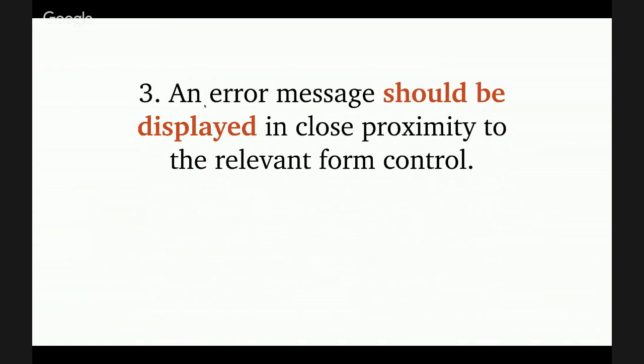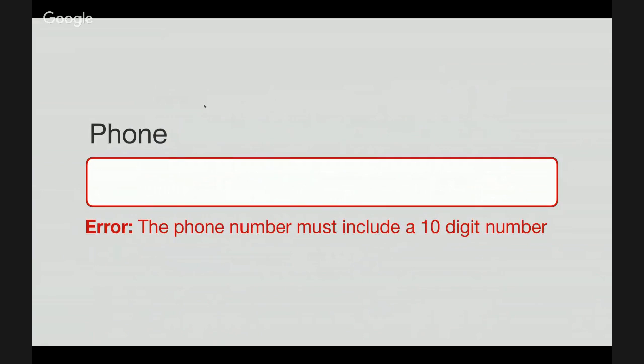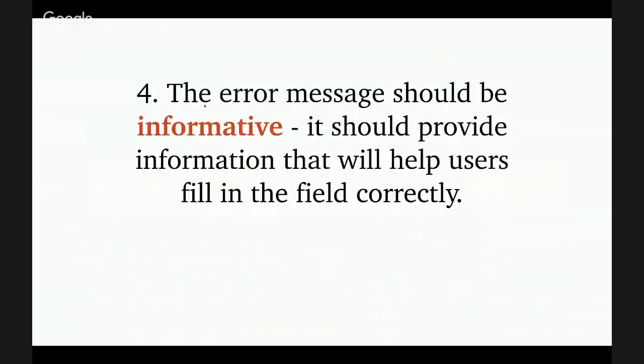And the error message should be displayed in close proximity to the relevant form control. So we should have something like this. We have our label, Phone, and input, and the message straight underneath would say, Error: the phone number must include a 10-digit number. All that's done in very close proximity, so we know it's related to that field. The field is red, but the error message would work even if the user couldn't see that red color.